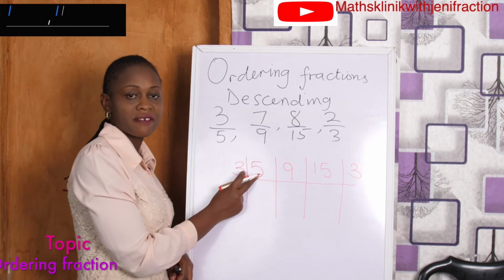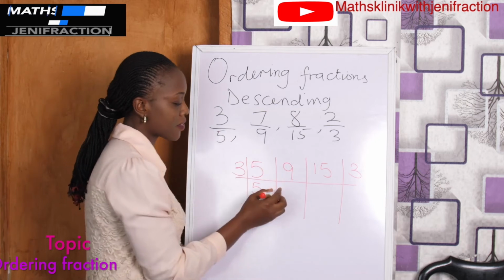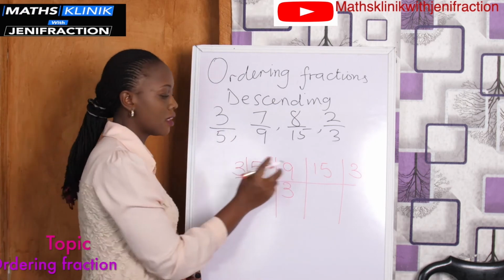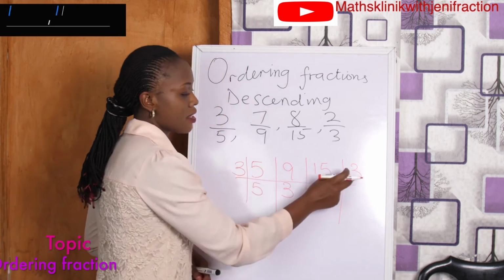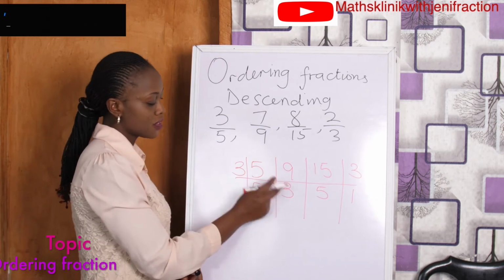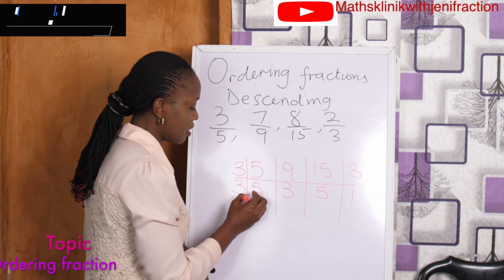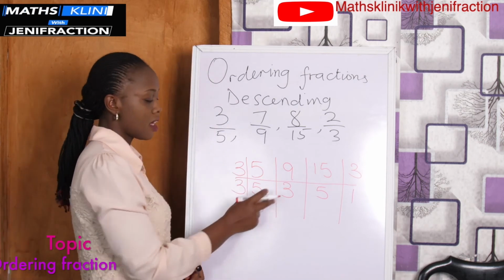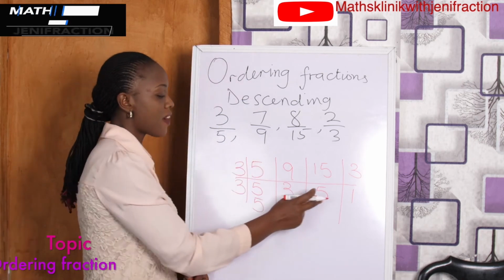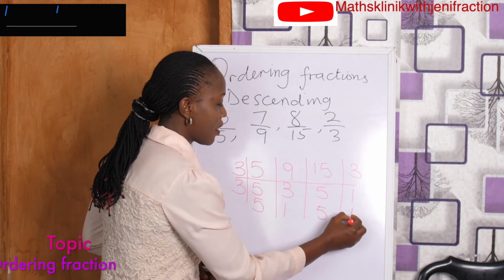3 cannot divide 5. We write down 5. 9 divided by 3, 3. 15 divided by 3, 5. And 3 divided by 3 is 1. So we use our 3 again. 5 cannot divide 3. I write down my 5. 3 divided by 3, 1. 5 cannot divide 3. I write down my 5 and my 1.